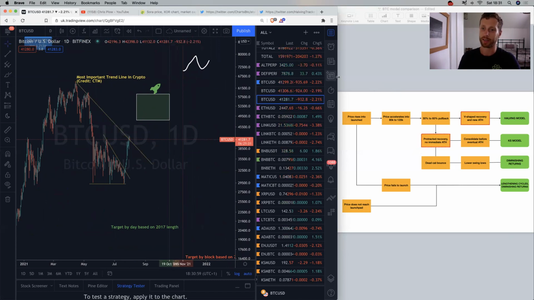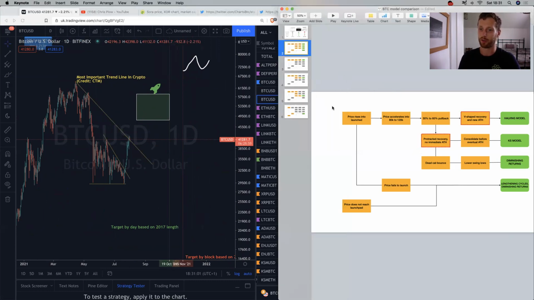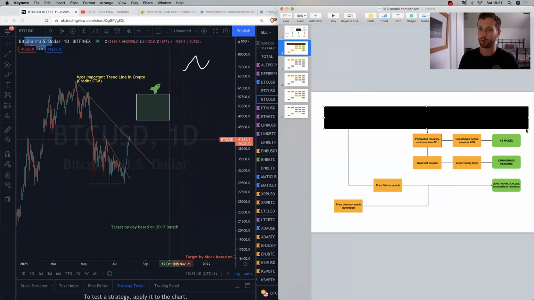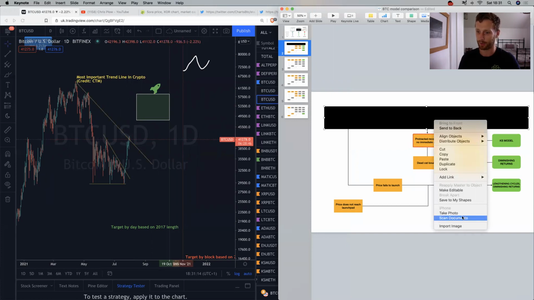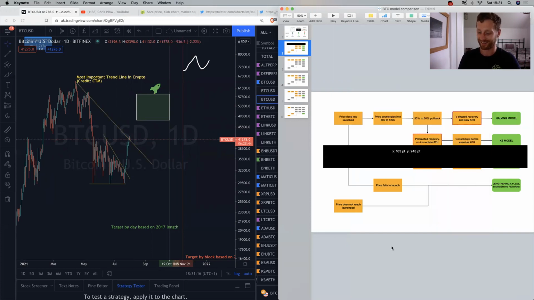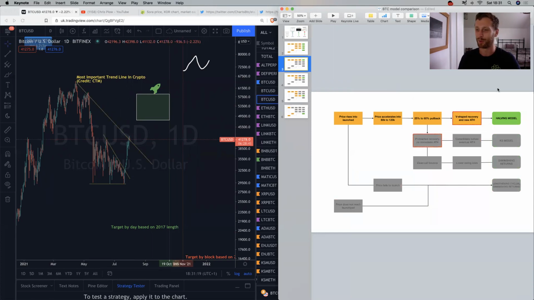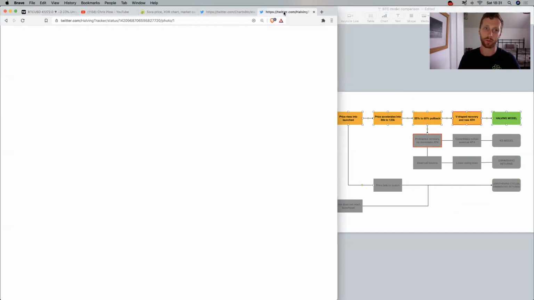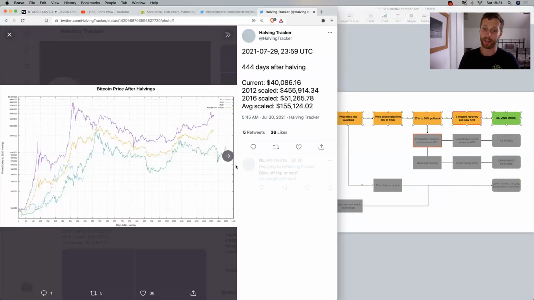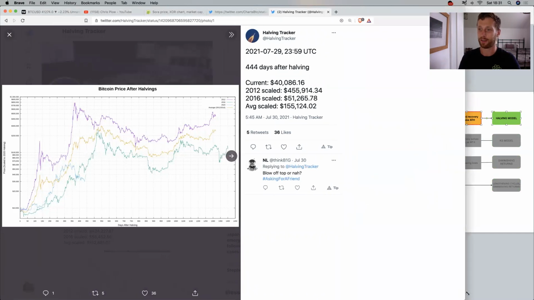I want to make it very, very clear, because I think there was some confusion last time. Our base case has not changed and will not change until the model breaks. Our base case is that the halving model is playing out. And I was even looking again at the halving tracker earlier today.